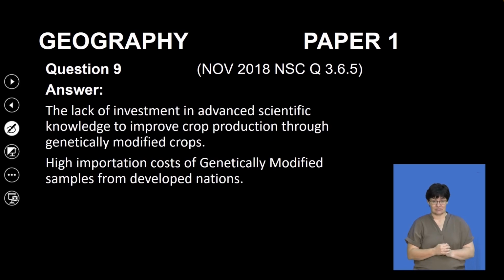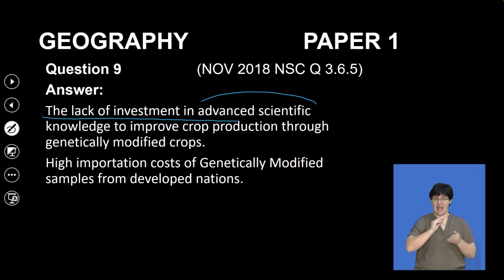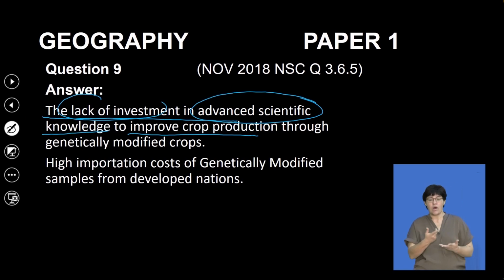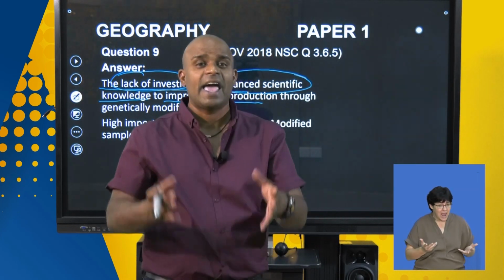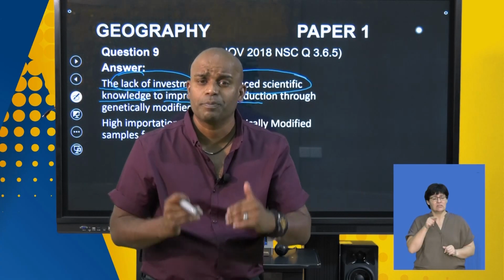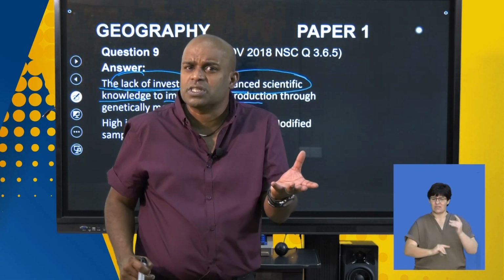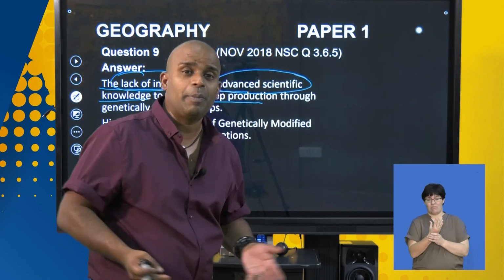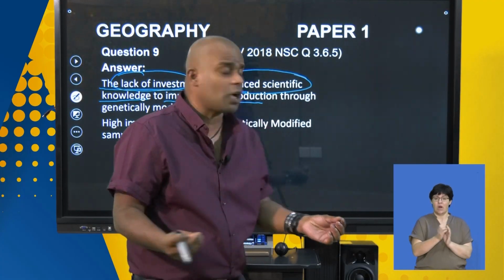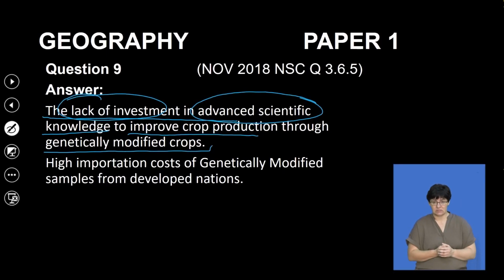Moving on, the lack of investment in advanced scientific knowledge to improve crop production. Notice how I've qualified this particular response in terms of the lack of investment. I'm not just saying investment, I'm saying the lack of investment in scientific farming methods has done what? Reduced crop production. Why is scientific important? Because scientific helps us to produce genetically modified crops, which help enhance the growth of crops. In terms of this, genetically modified crops.